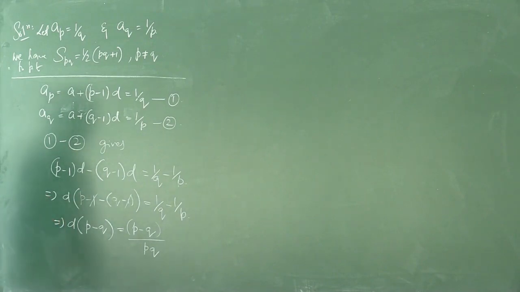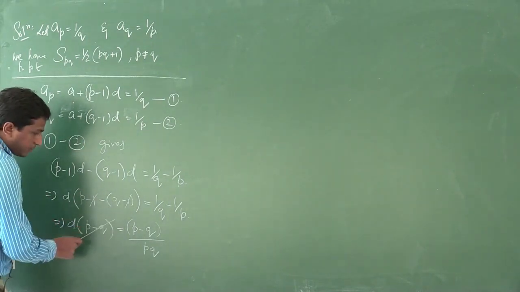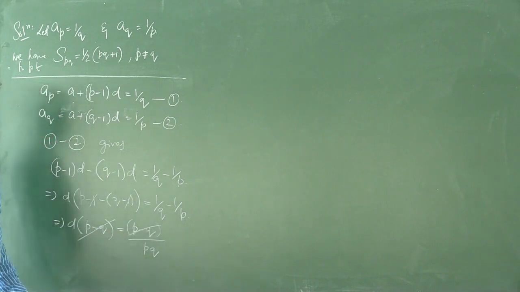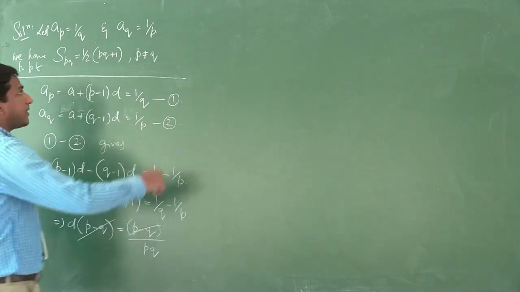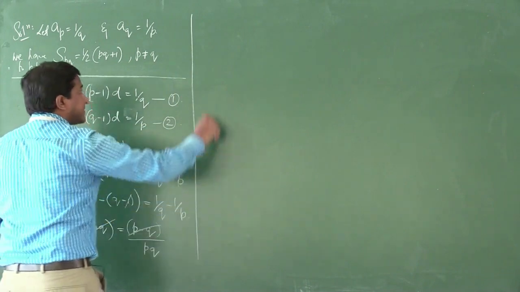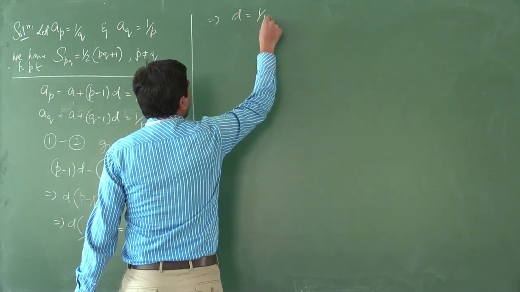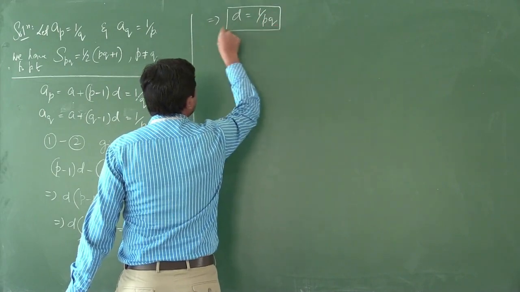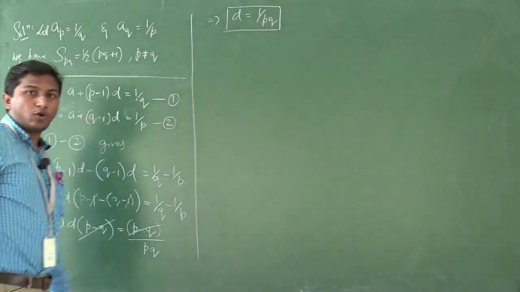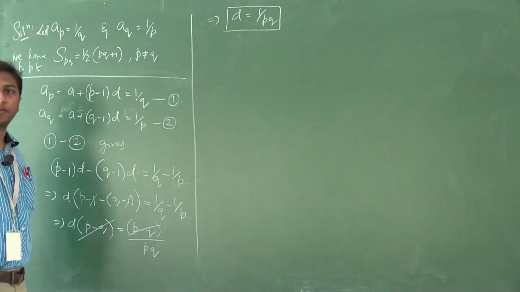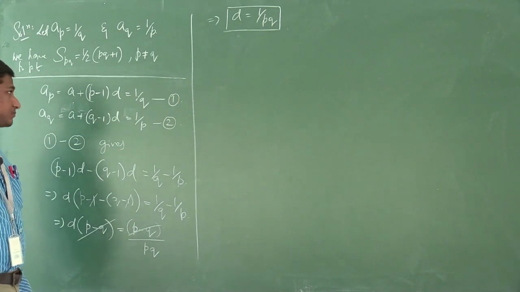On further simplification, I can cancel out p minus q and p minus q. So what am I left with? So what is the value of d? d equals 1 by pq. So we have found out the value of d to be 1 by pq.